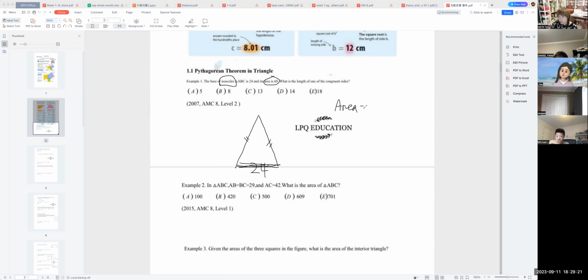Because area of a triangle equals what? Base times height divided by 2, correct? So Jasper, the area of this triangle is 60 and the base is 24. So all of you, can you tell me what is the height? Carrie, what does the H stand for? Height. So base times height divided by 2.